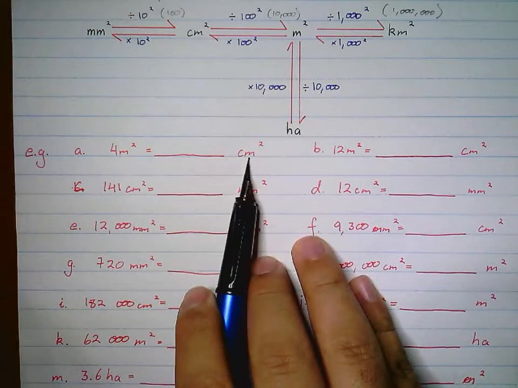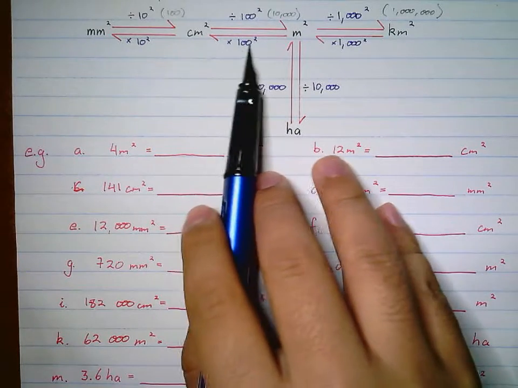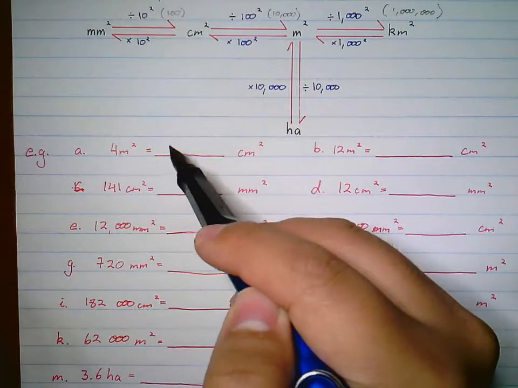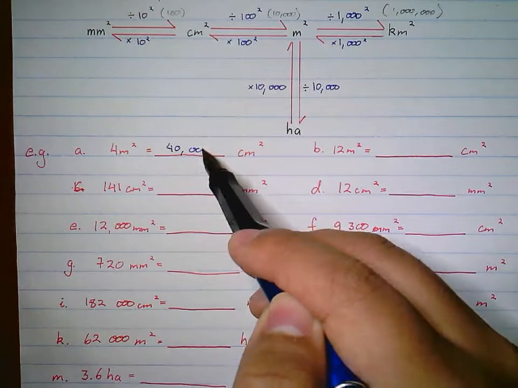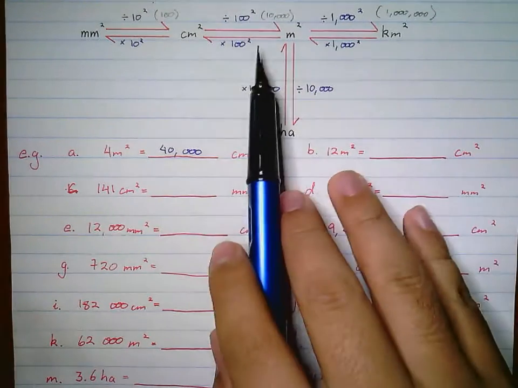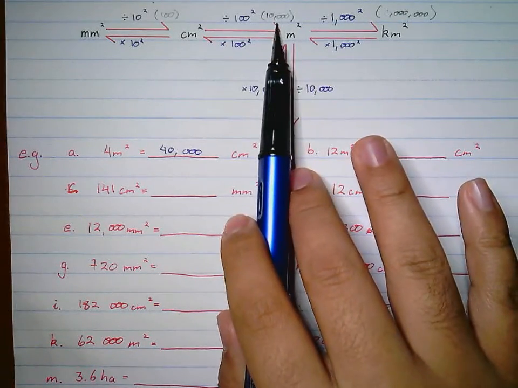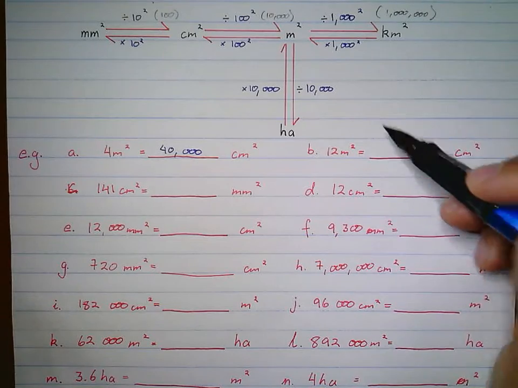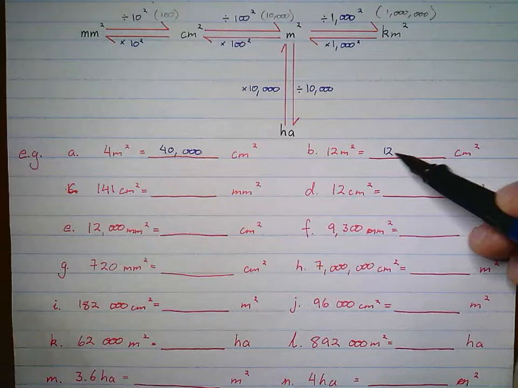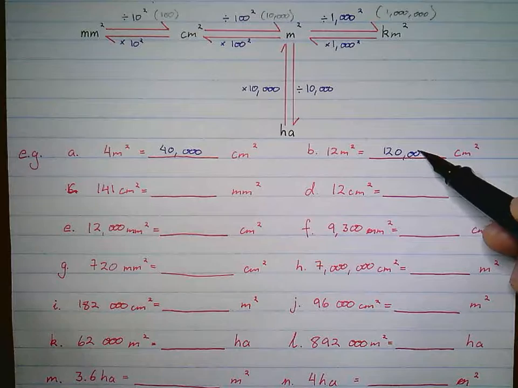Going from meter squared to centimeters, so meters to centimeters, we need to multiply by 100 squared, which is 10,000. So 4 times 10,000 is 40,000. From meters to centimeters again, we're going to multiply by 100 squared, which is 10,000. So that would be 10,000 times 12 gives us 12 with 1, 2, 3, 4 zeros behind it.